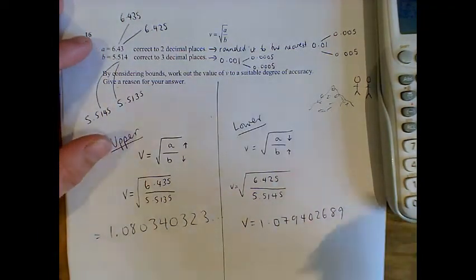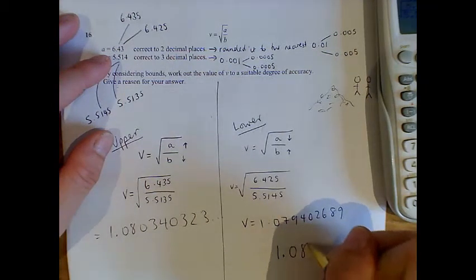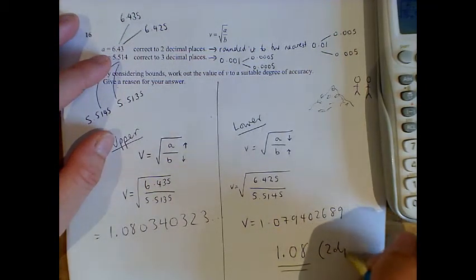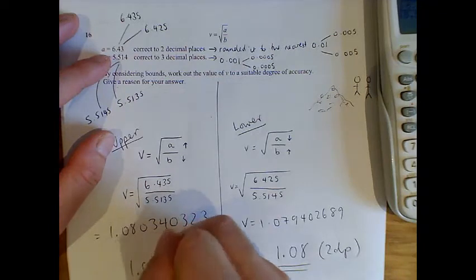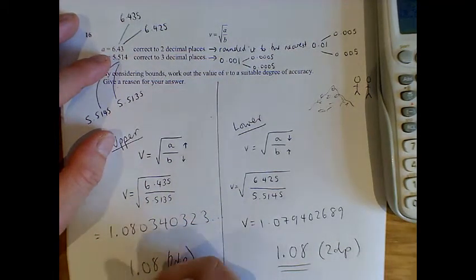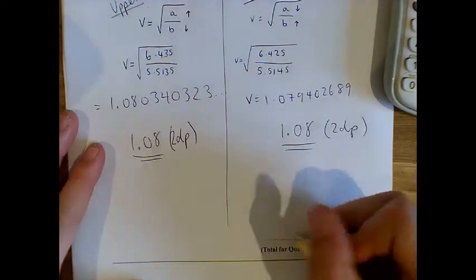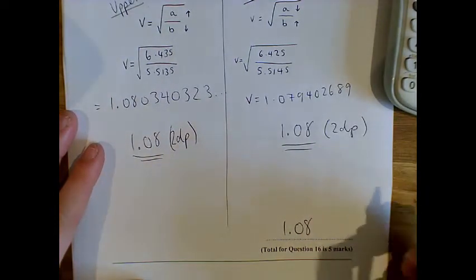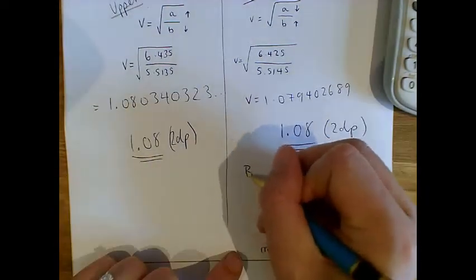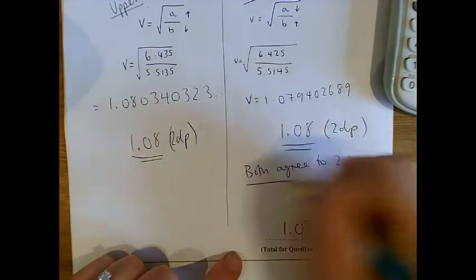So the most that they agree to, if we take it 1 decimal place at a time, is 1.08 to 2 decimal places and 1.08 to 2 decimal places. So that would be a sensible answer to give because both situations round to that. So my final answer that I'll pop on the answer line is 1.08 because they both agree to 2 decimal places.